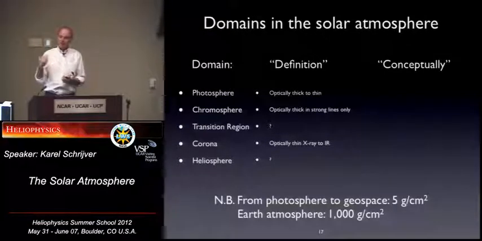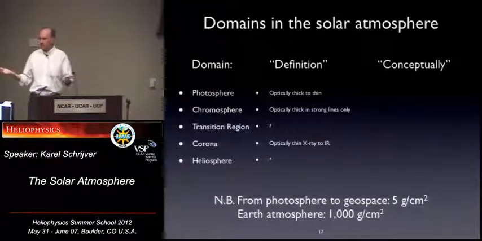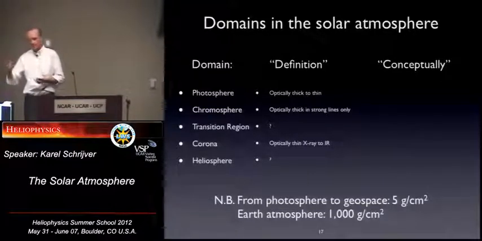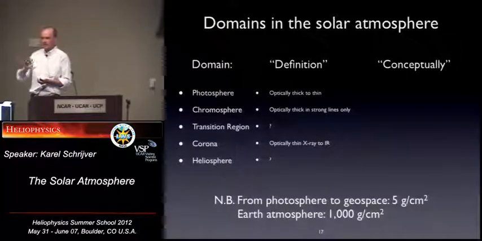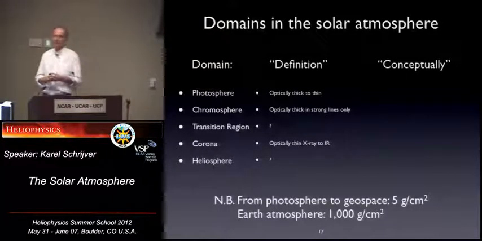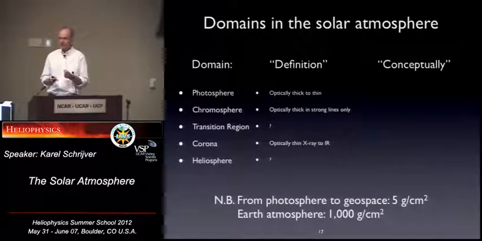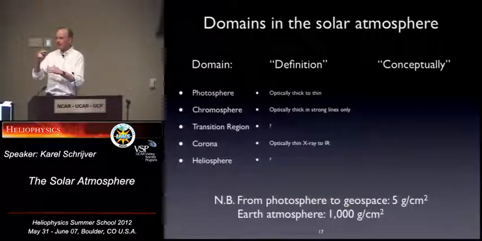By the time you get into the corona, it's essentially transparent, except if you go to radio waves. But from all the way from X-rays down to the infrared, it's a transparent layer. Now, that's not really the definition that's commonly used. More commonly, you'll find a definition nowadays, terminology that's based on temperature domains.